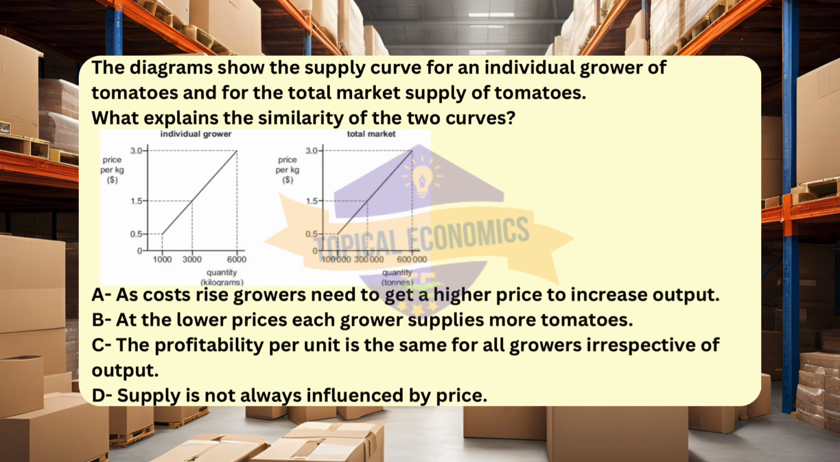Reference, 2020 May-June version 2. The correct answer for this question is option A. As costs rise, growers need to get a higher price to increase output.